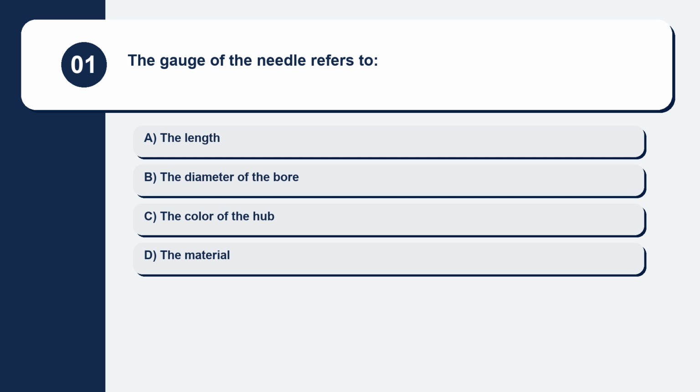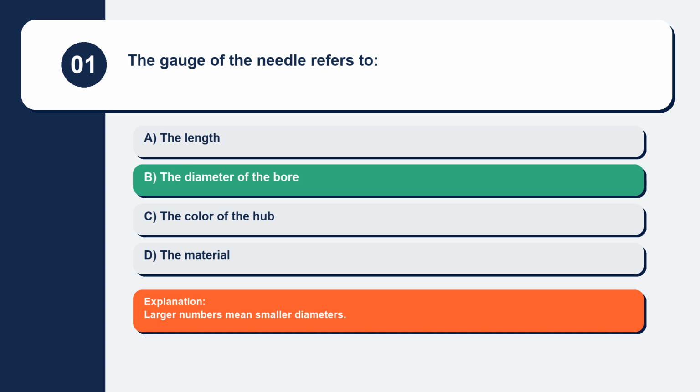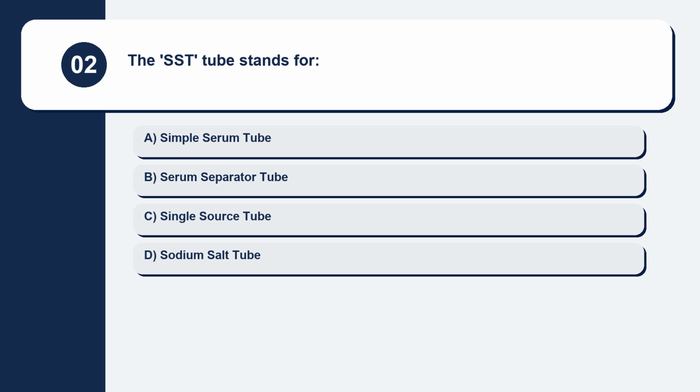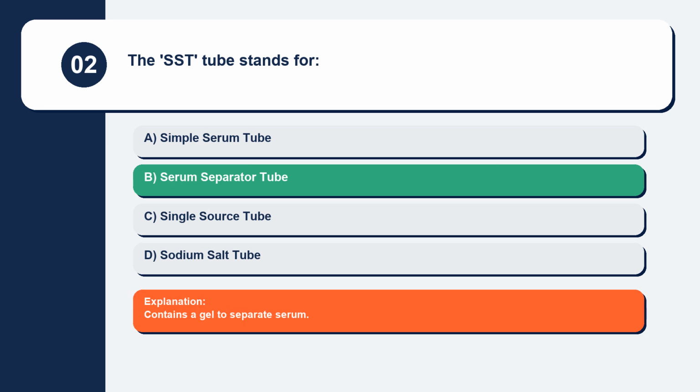The gauge of the needle refers to the length, the diameter of the bore, the color of the hub, the material. Larger numbers mean smaller diameters. Question 2. The SST tube stands for Simple Serum Tube, Serum Separator Tube, Single Source Tube, Sodium Salt Tube. Contains a gel to separate serum.